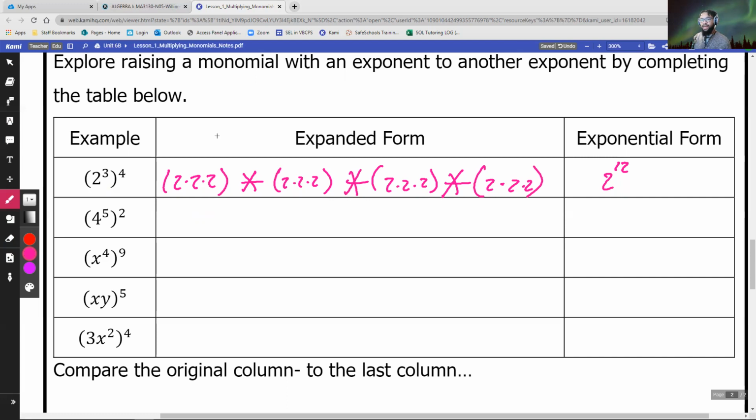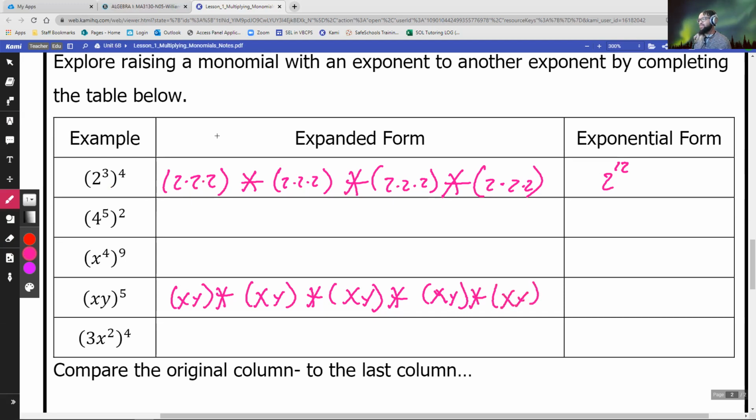I'm going to do this next one with this xy, because that one may be confusing. xy to the 5th. That's like saying xy times xy times xy times, last time, xy. All right, 1, 2, 3, 4, 5. So I've got 5 x's. So that'll be x to the 5th. Then I've got 5 y's as well. So that'll be y to the 5th.